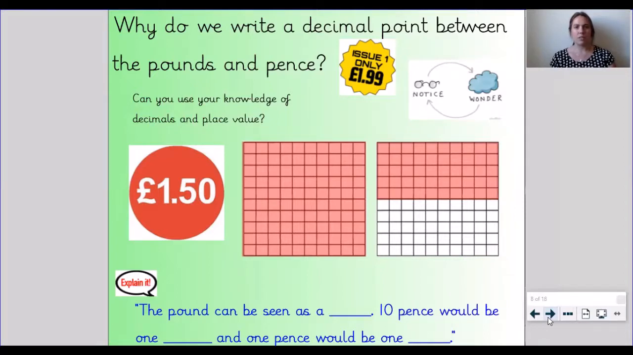Okay, so let's start thinking about this as how we would write down our money. What do you notice here? I want you to just have a look at what you can see. You've got £1.50 on the left written down as you would write your money, and then we've also got 100s charts. Just want you to take a moment to look. What do you notice? What do you wonder? You might want to jot down some thoughts. What do you see here? What does this remind you of?